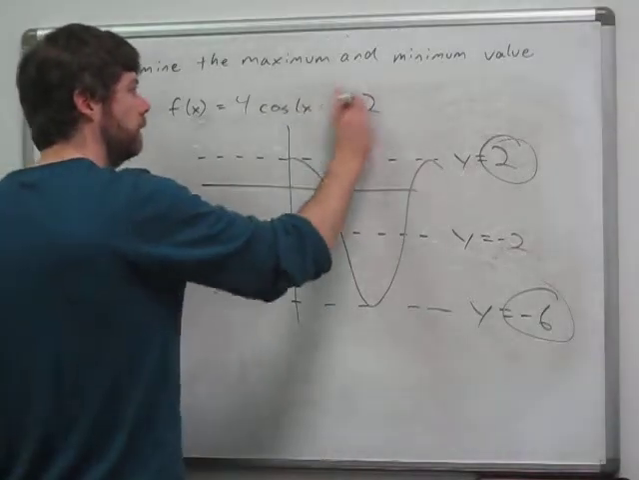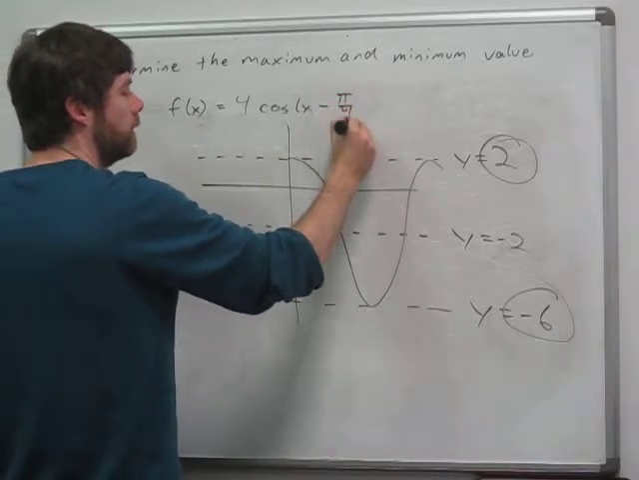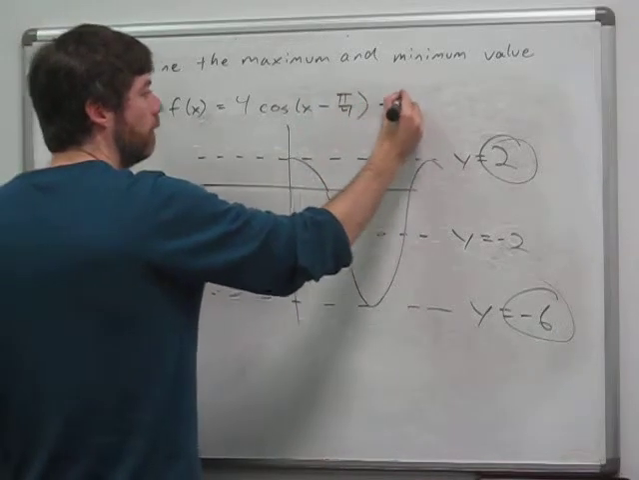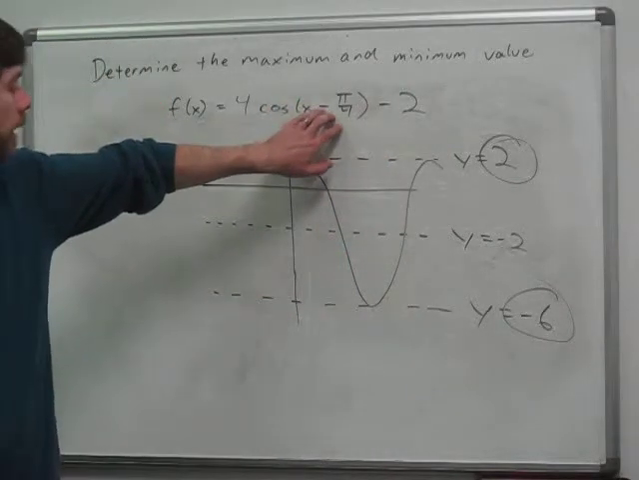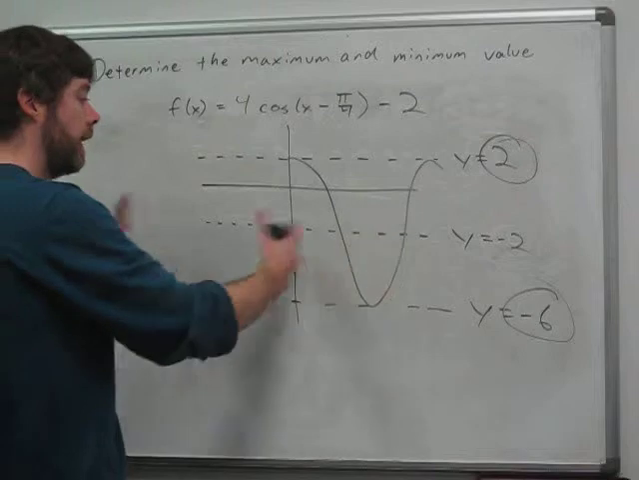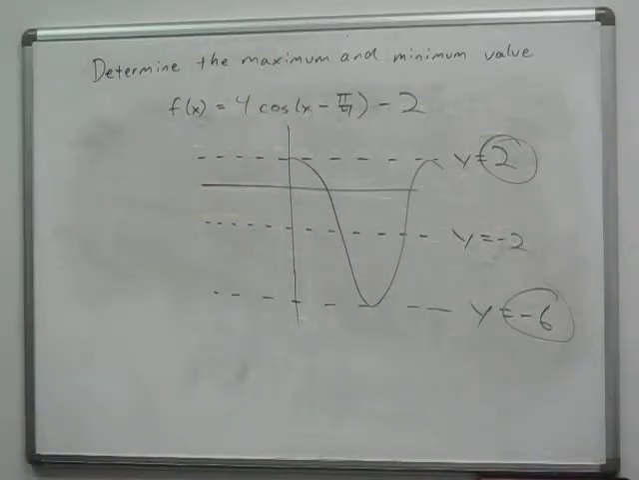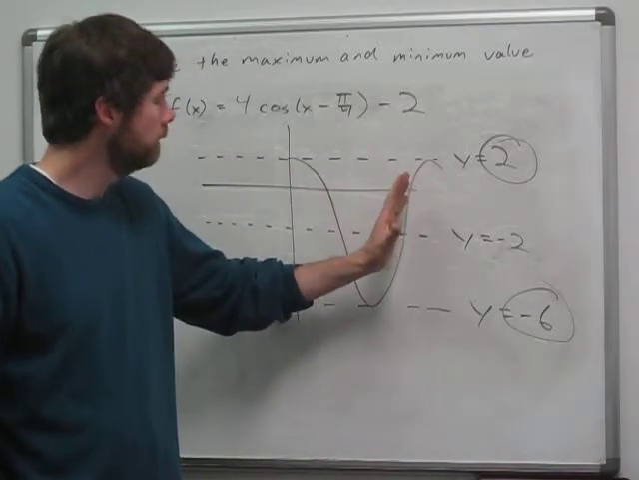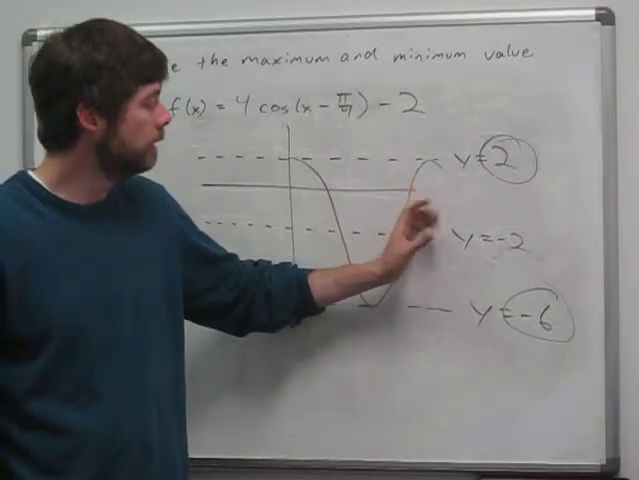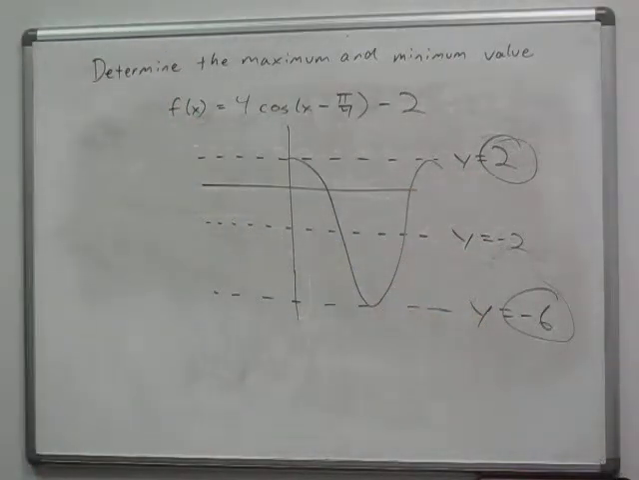How does this change if I play with the argument and change this to something like x minus pi over 4? Well, when we change the argument, we're only going to change horizontal features of the graph. We're not going to change the vertical features at all. So this graph is just going to shift toward the right pi over 4 units. So the maximum and the minimum values are going to be unaffected. They're still going to be 2 and -6.